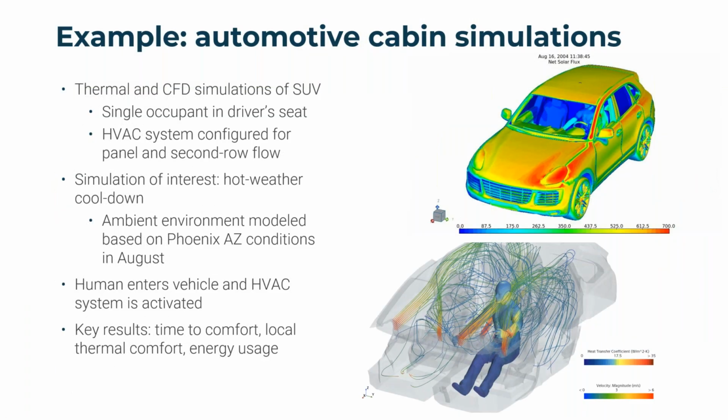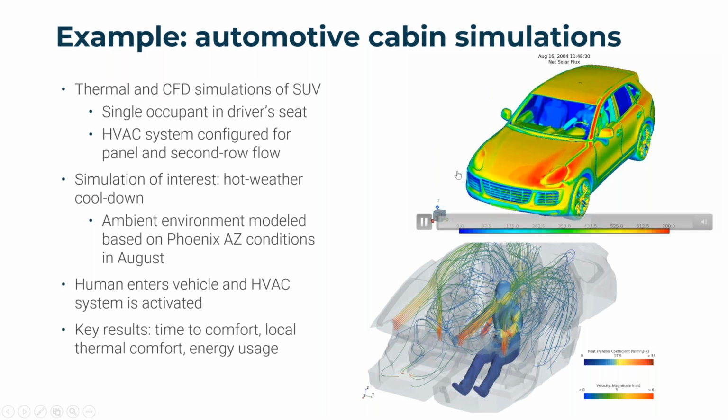So our example cases, these are the cabin models we're going to be demonstrating today. So thermal and CFD simulations of an SUV. We've got a single human occupant in the driver's seat, and we've set up the HVAC system representation in the CFD model for primarily panel flow, and then also some second row vents. We've got this model set up for a hot weather cool down in Phoenix conditions in August. So pretty hot weather, high solar load.